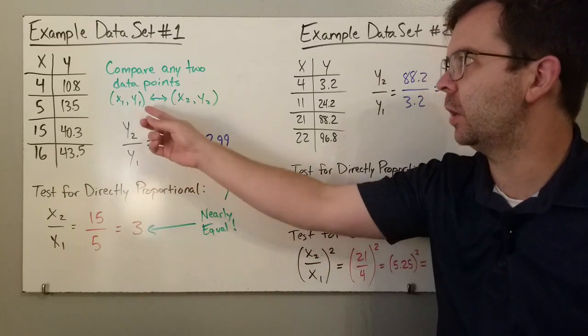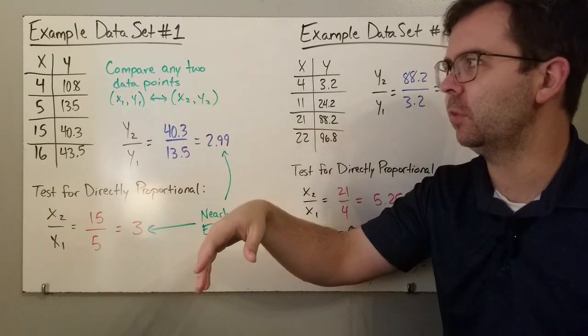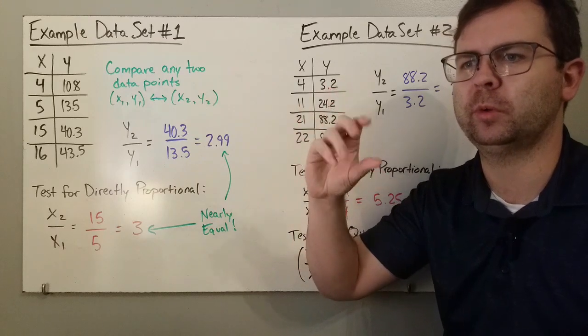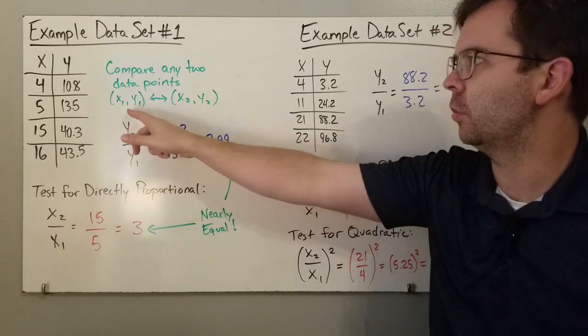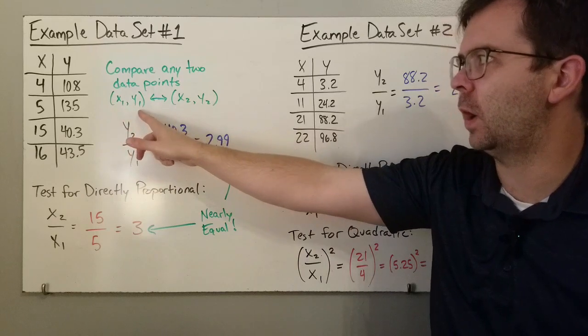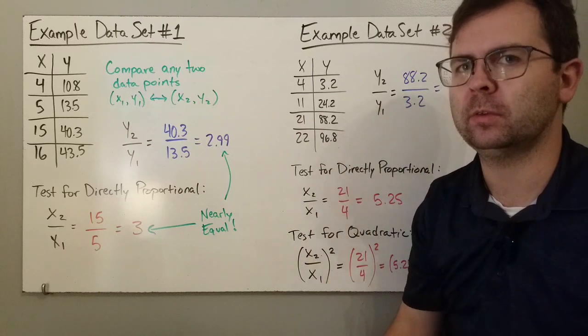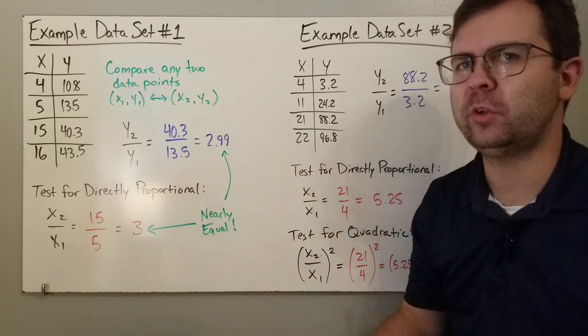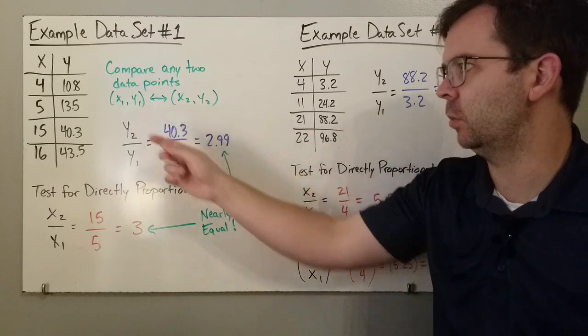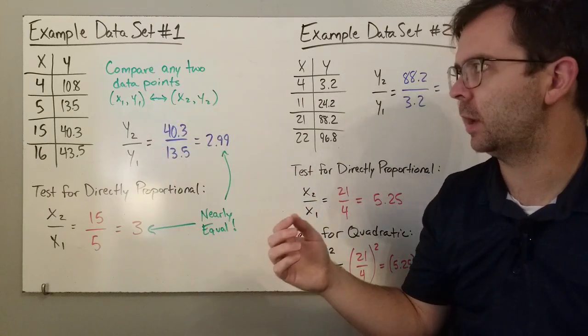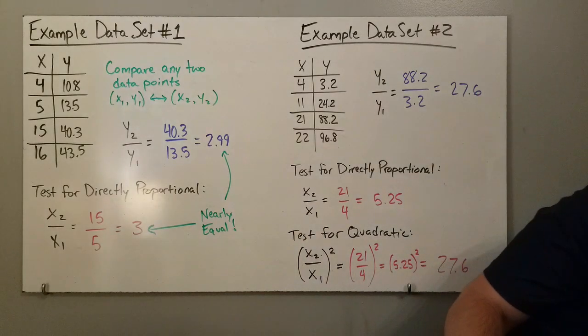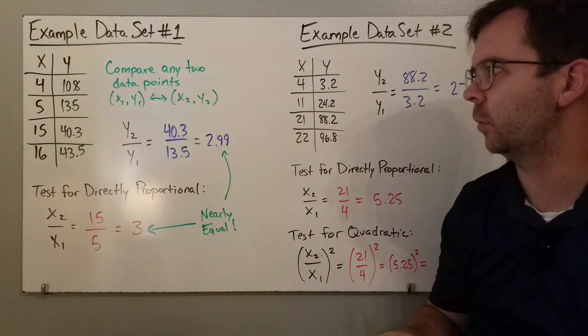And so we're going to compare data points. You can pick any 2 data points. It helps if they're far enough away from each other, separated a little bit. So we're going to pick data point x1, y1, and then data point x2, y2. And what we want to see is, does the proportion or ratio of the y values equal that of the x values? If they're equal, that means it's a directly proportional relationship.